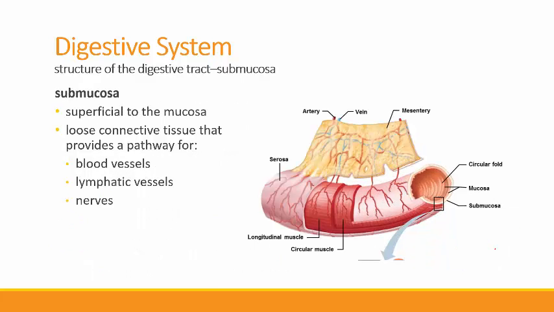The submucosa is superficial, if we're imagining this as being the outermost area and this is the innermost. So superficial to the mucosa is the submucosa. It's the pink layer that we see here, and it's a pathway that allows for the blood vessels, the lymphatic vessels, and the nerves to branch and spread throughout the alimentary canal layer.